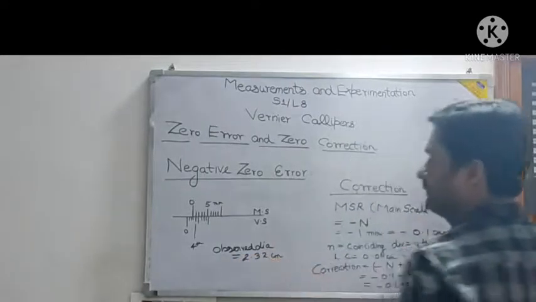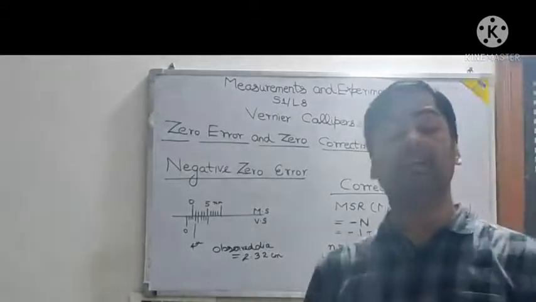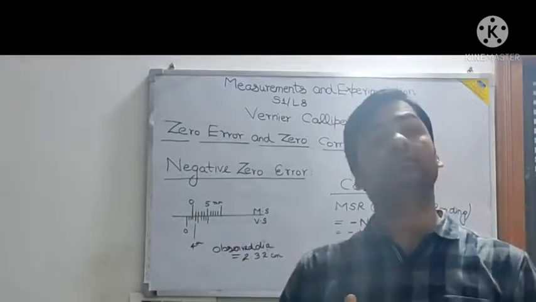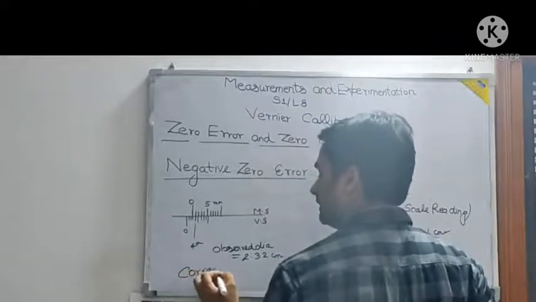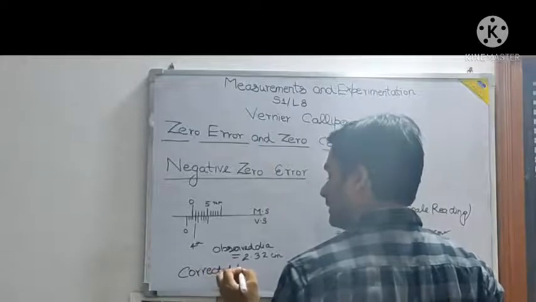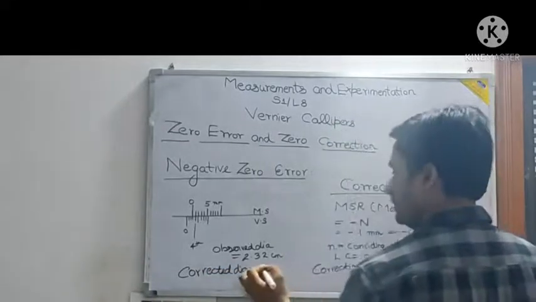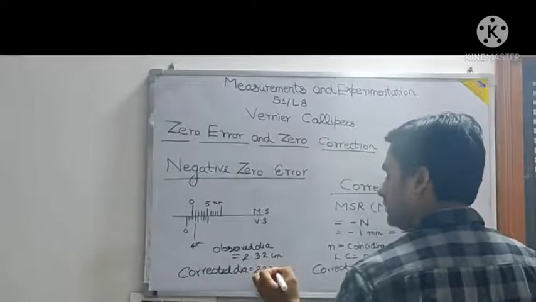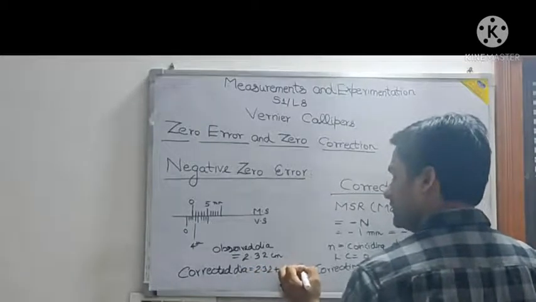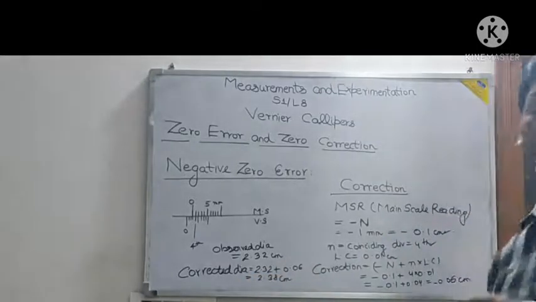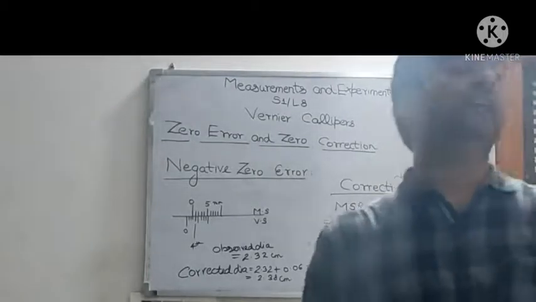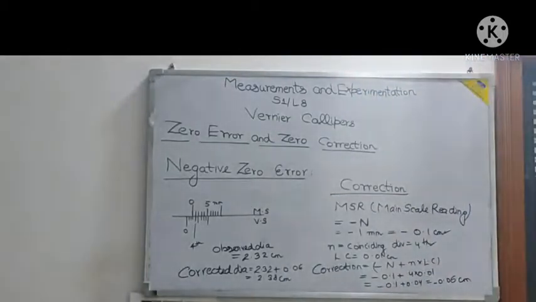2.32 centimeter has come. Now since the error is negative, it must be measuring less than what the correct reading will be. So we write here corrected diameter will be equal to 2.32 plus 0.06. That means 2.38 centimeter. Have you got my point? That means in the case when the error was positive, you are subtracting from the observed diameter, and when the error is negative, the value we are adding to the observed diameter.